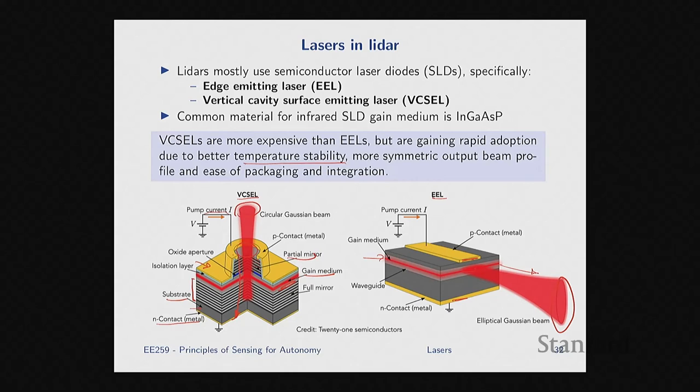And then specifically the gain material that is used for these semiconductor laser diodes is indium gallium arsenide phosphide, which is this very specific mix of four materials that makes a very good gain medium at these IR frequencies or IR wavelengths. Questions?